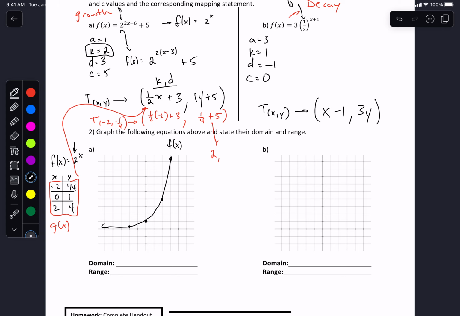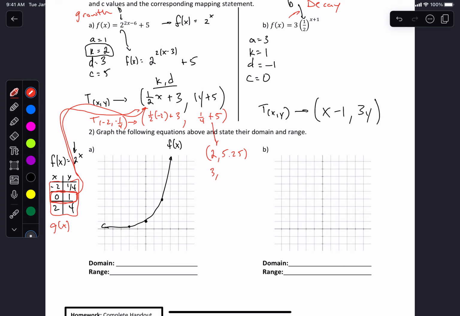So let's see what happens. The x value, when I input 0, I get 1/2 times 0 plus 3. That sounds like 3 to me, right? So I get 3, and what happens to the y value when I put 1 in? 1 times 1 plus 5 sounds like 6, right? What is happening is I'm taking each individual point and inputting them into my mapping statement like we've done before. It's a little bit different, but not quite.